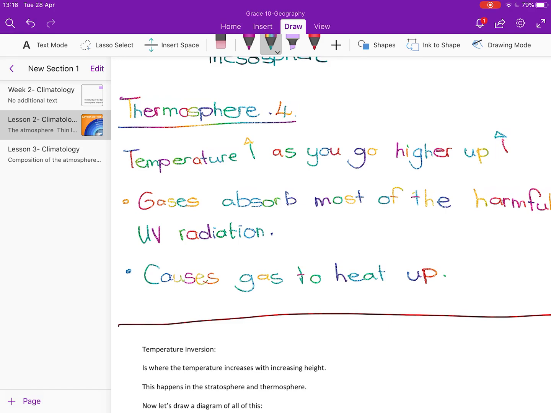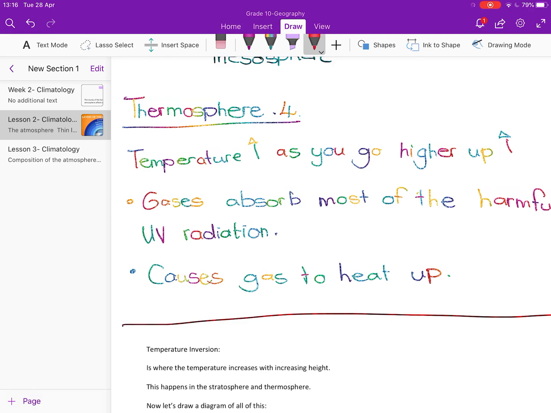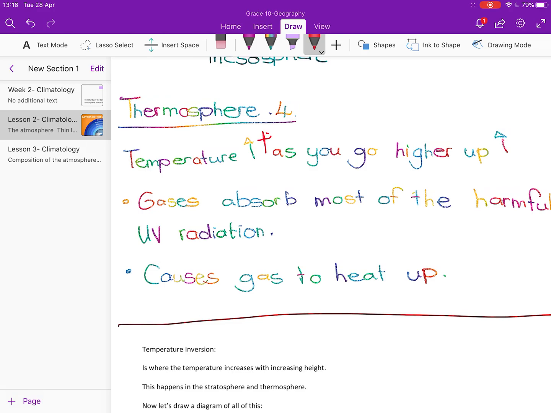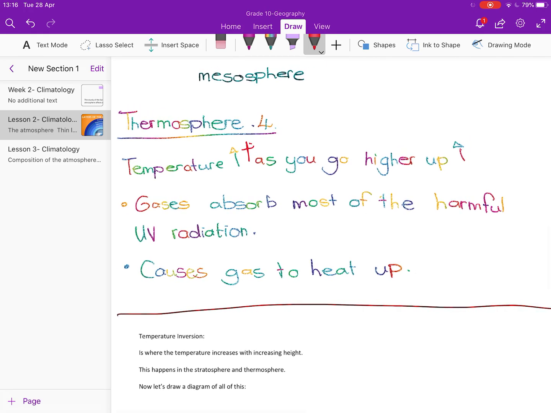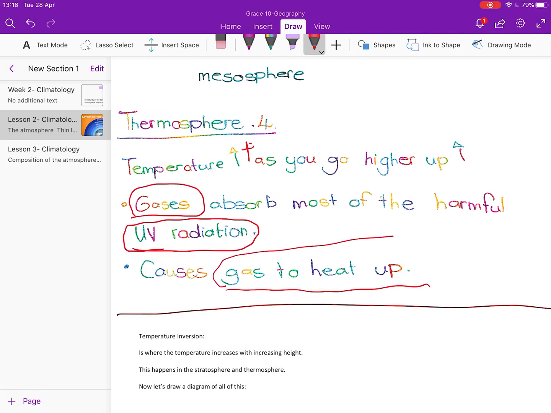In the thermosphere, temperature increases as we go higher up. So as you move up, it gets hotter. In this layer is where gases get absorbed. The gases absorb most of the sun's harmful UV radiation, and this causes the gases to heat up. So once again, there's a reaction that happens between the gases and the UV radiation. The gases absorb this radiation, and that causes the temperature to increase.